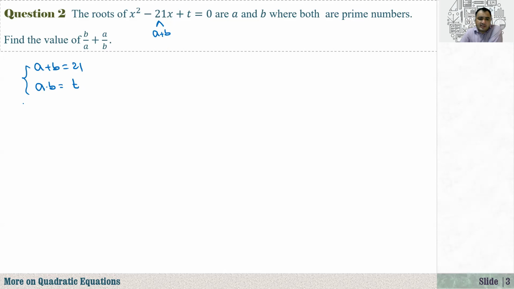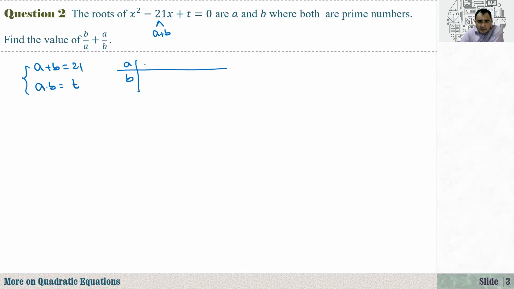This is the sum of the roots and the product of the roots of the equation that we studied in the first part of this video series. Now we're going to determine the values of a and b. Since a and b are prime numbers, the first possible answer is the smallest prime number, which is 2.